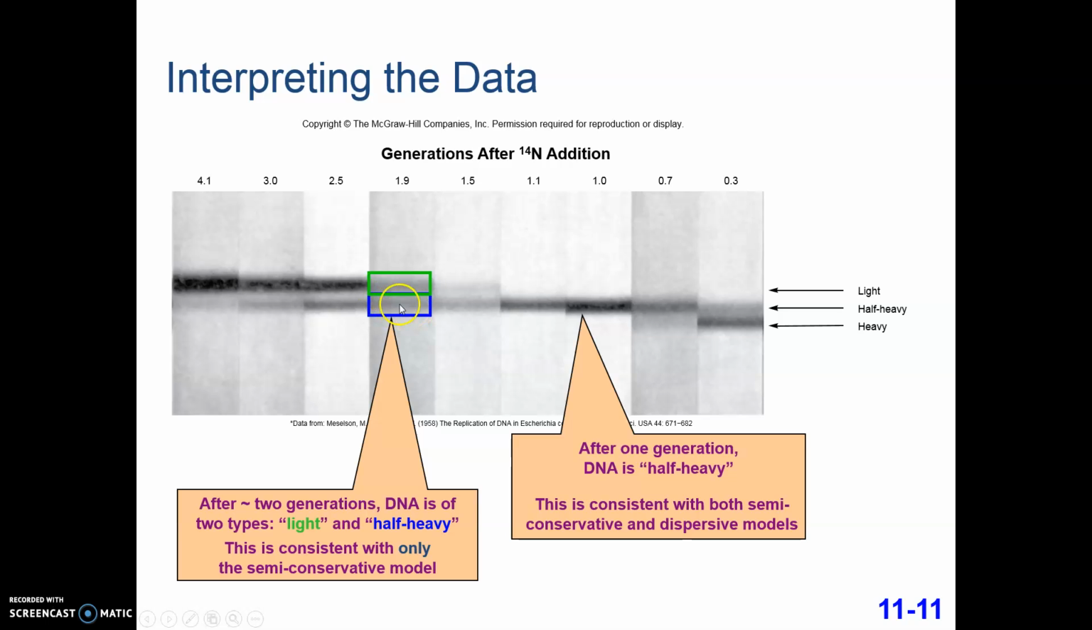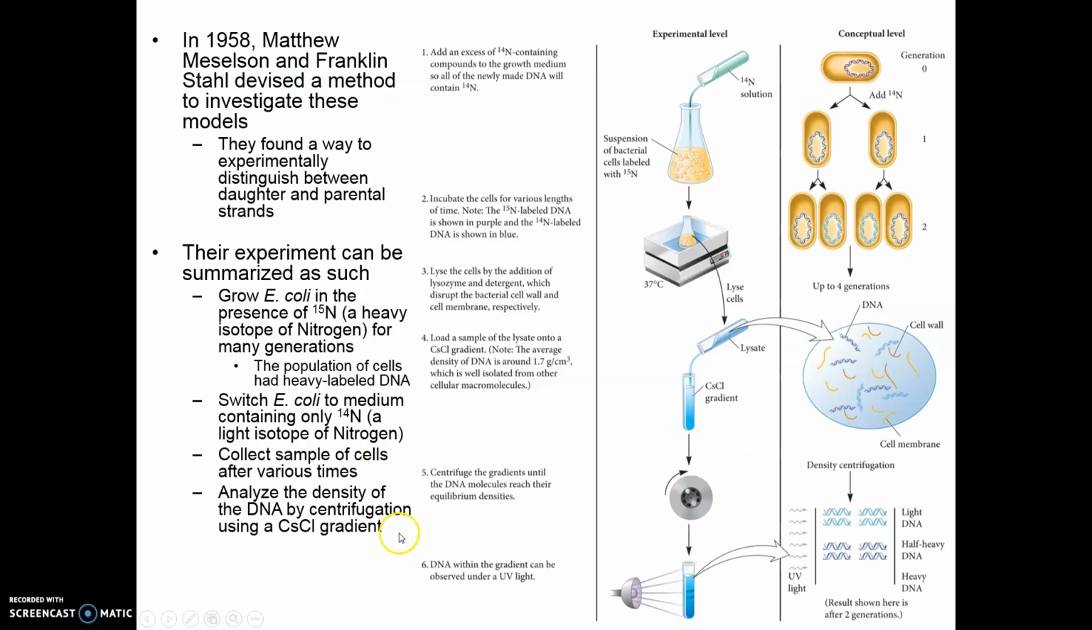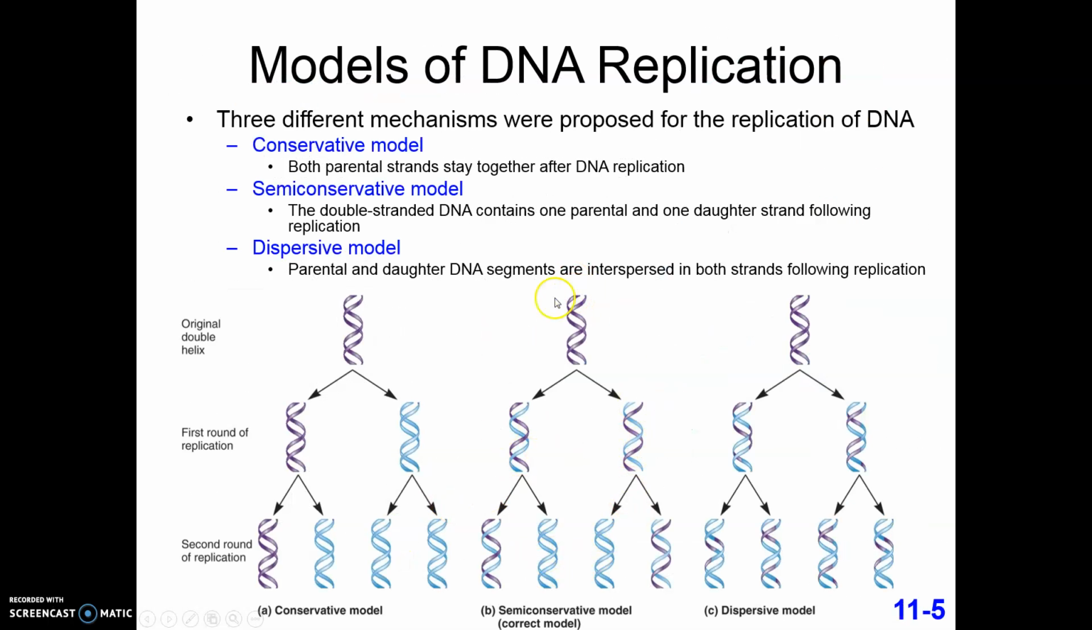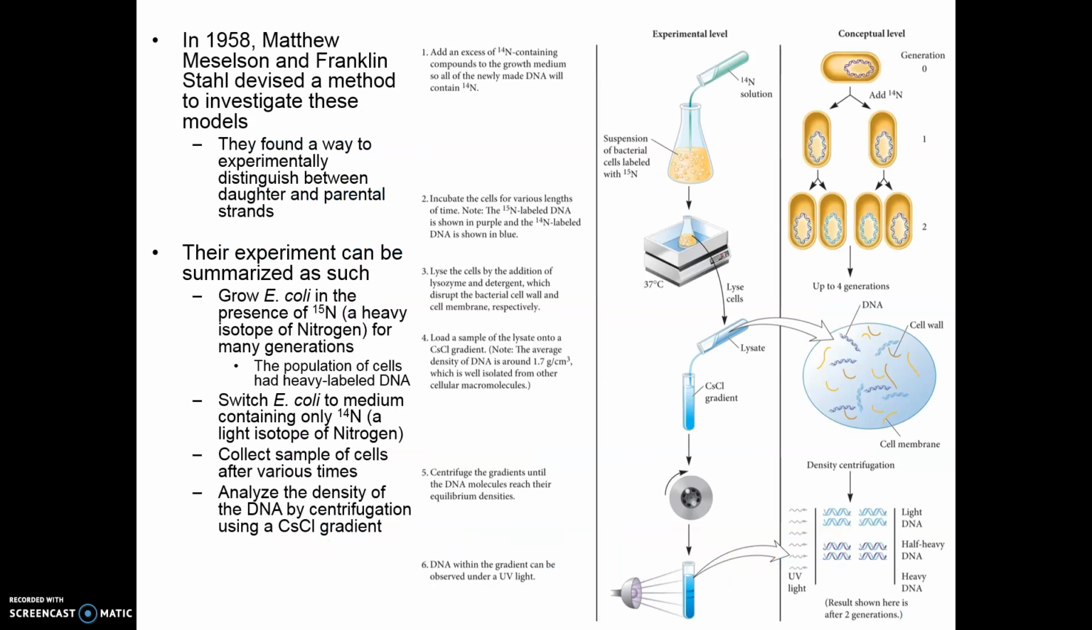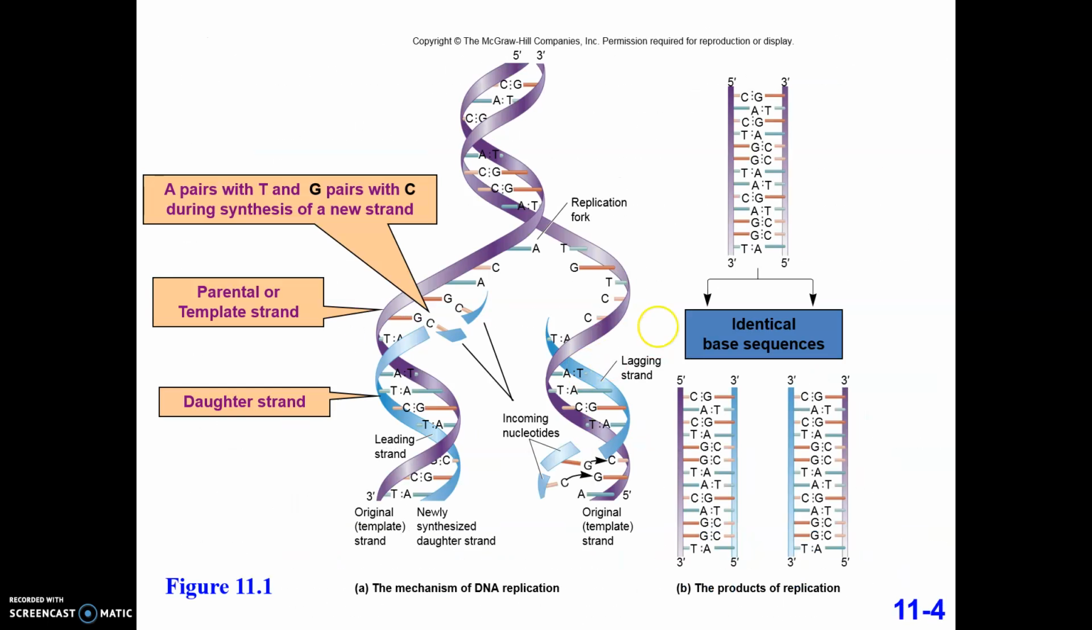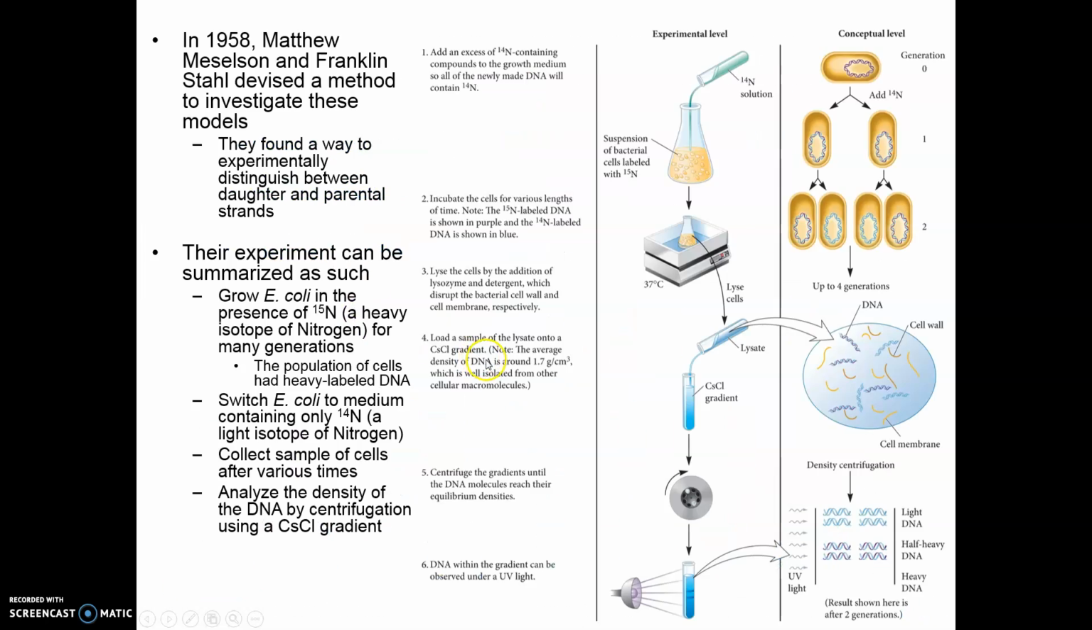And then as we start progressing on further, we get more and more of the light DNA being present, with a half heavy still present continually on out, although in fewer and fewer ratios. So this essentially leads us to follow along with this semi-conservative model. And logically, now that we know what's happening at the molecular level, such as here, this makes a whole lot of sense.